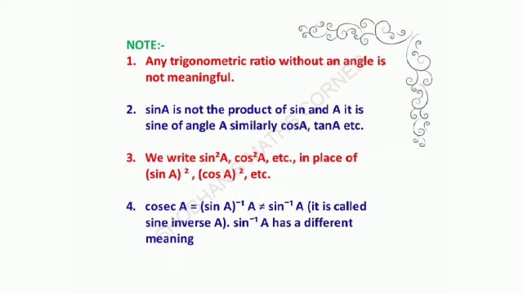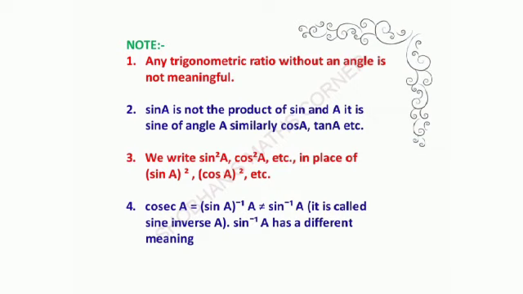Now sin A is not the product of sin and A. It is sin of angle A, so it is not a product. In algebra usually we take this as a product, but sin A is not the product of sin and A, it is sin of angle A. Similarly, cos and tan also, cos of angle A and tan of angle A, etc.